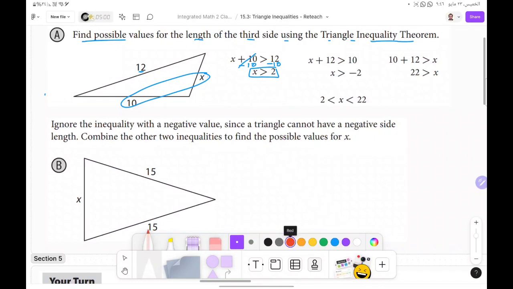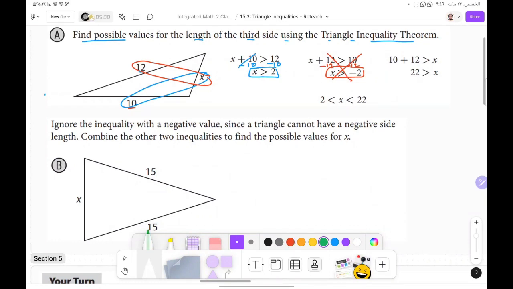Now let's do the second one. Now x with the 12. If you add them, you should get greater than 10. So x plus 12, is it greater than 10? Minus 12, minus 12. So the answer is negative. When you have a negative, ignore all of that.